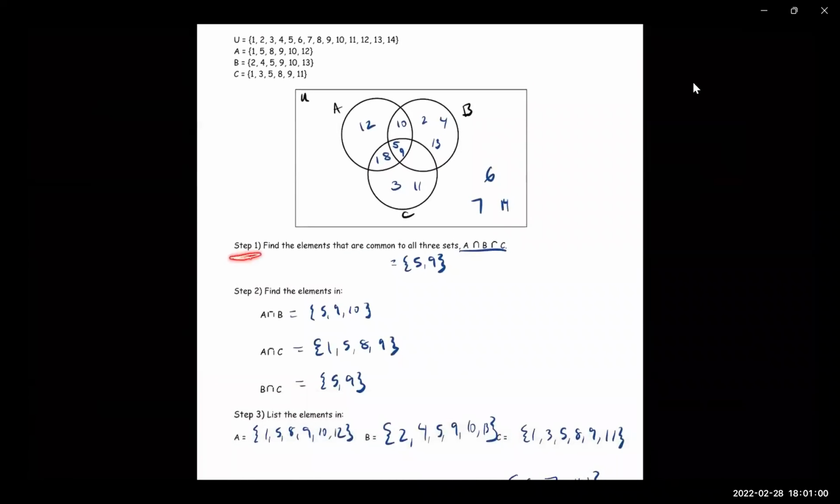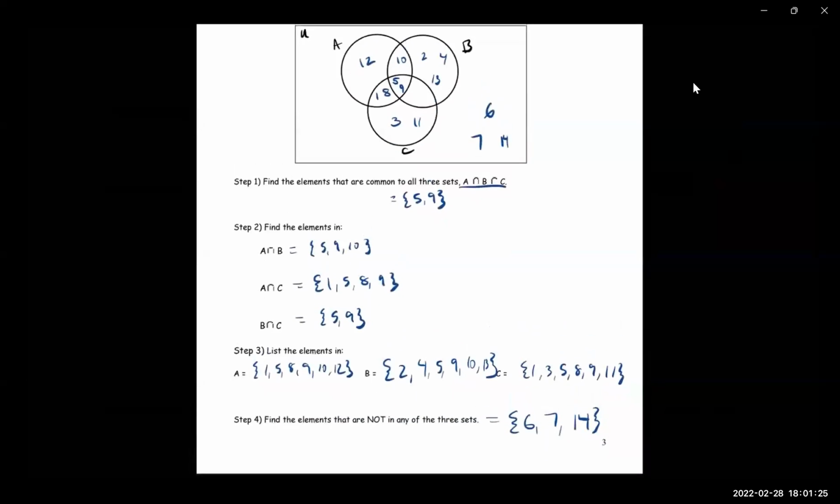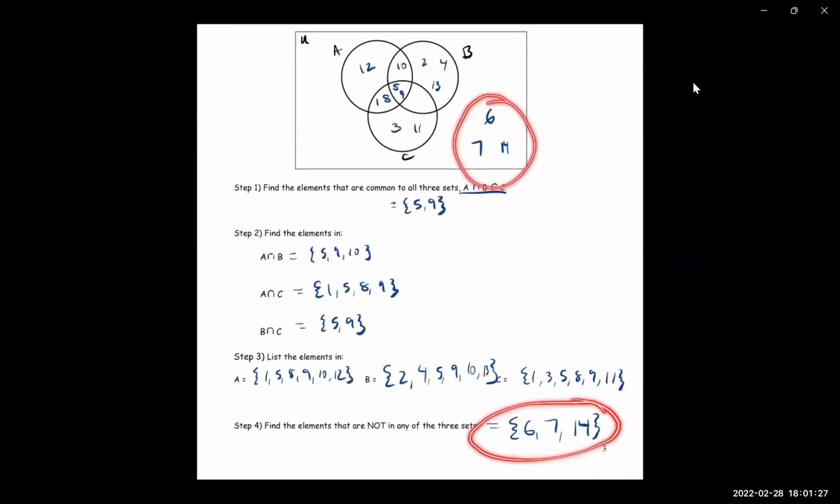See, step 1, they want you to do the intersection of all three sets. That's first. And then step 2, find the intersection between A and B. A and B is over here. And then A and C, and then B and C. And then A, B, and C, that would be these three regions. And then finally, what's outside of everything. So that's the order that they want you to do it in.